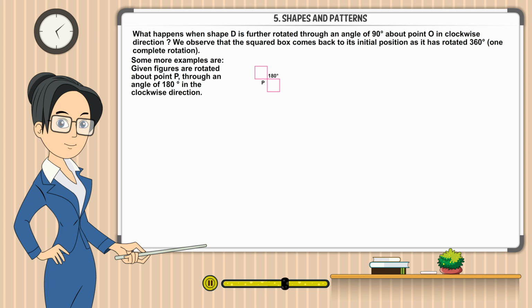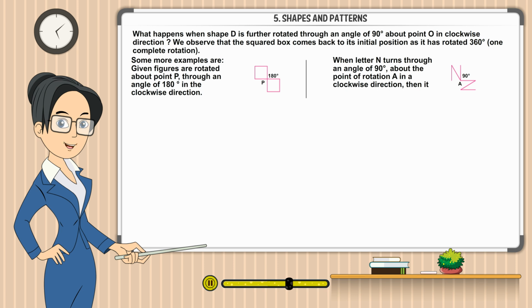Some more examples are: given figures are rotated about point P through an angle of 180 degrees in the clockwise direction. When letter N turns through an angle of 90 degrees about the point of rotation A in a clockwise direction, then it becomes letter Z.